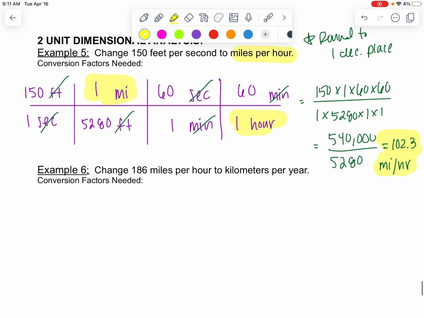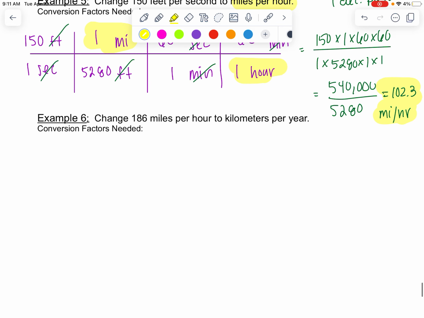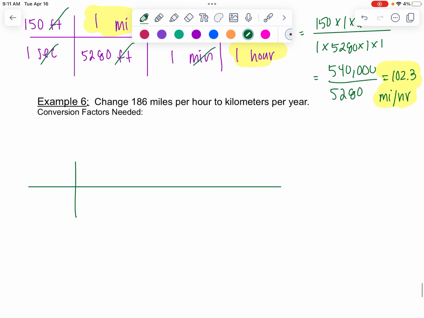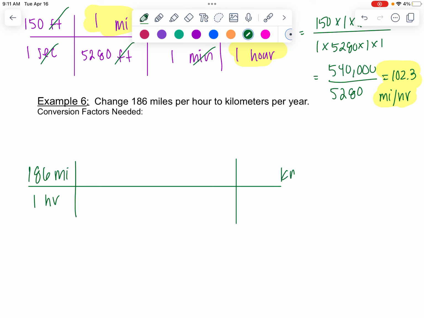Okay, example 6, very same thing. It says change 186 miles per hour to kilometers per year. So again, draw in your table. We're starting off with 186 miles per 1 hour, and we want to get to however many kilometers per year. I'm going to put our 1 year on the bottom. We start off with miles, so I'm going to create a conversion where we can cancel out those miles right there.